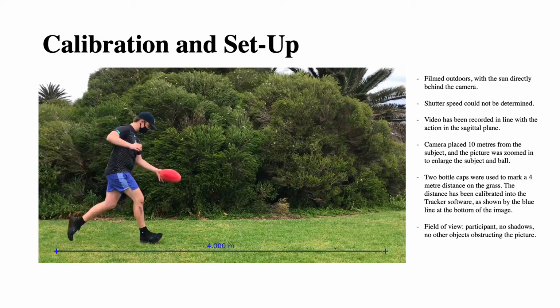Following his first attempt at the football kick, the participant was instructed to lean back in his next attempt. The intention of this feedback was for the participant to adopt a greater backwards trunk lean upon impact with the football.